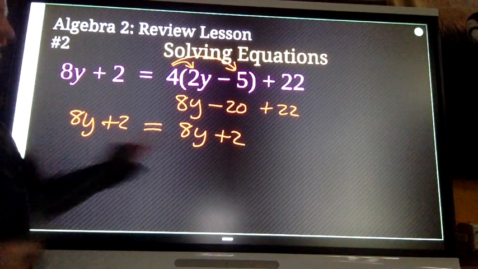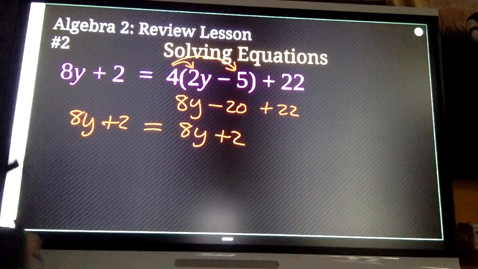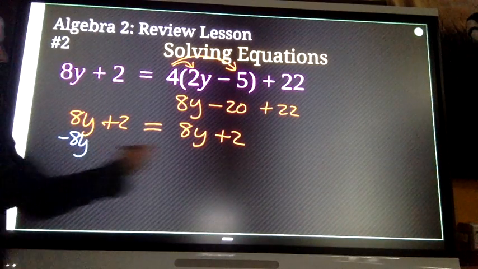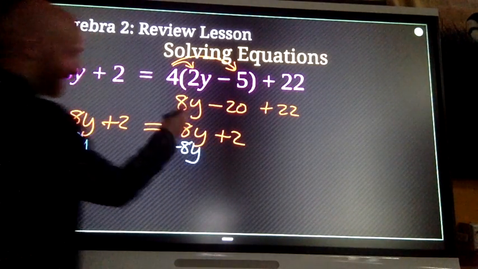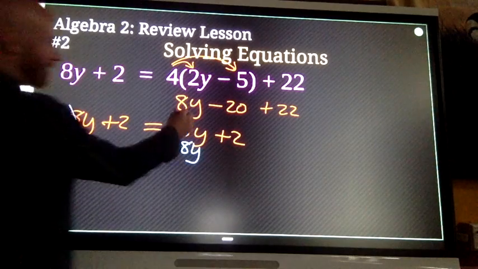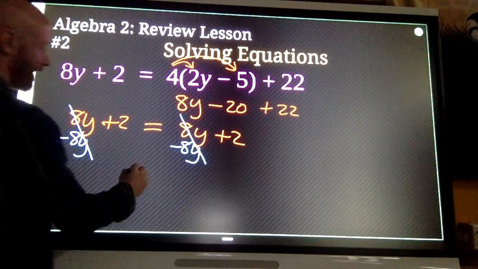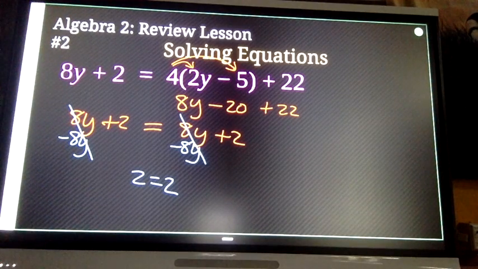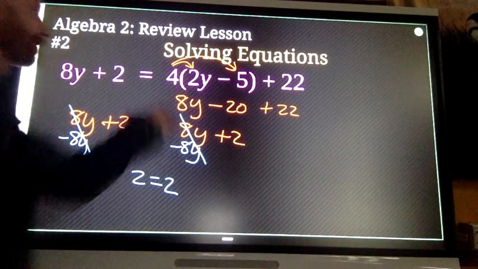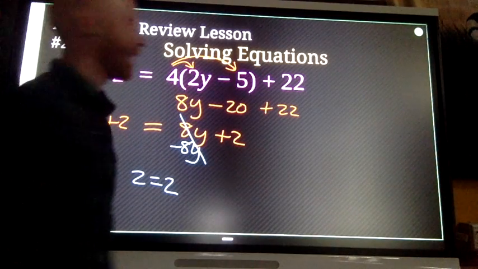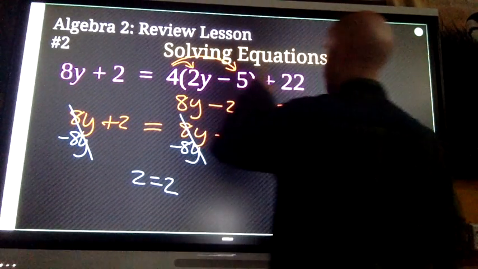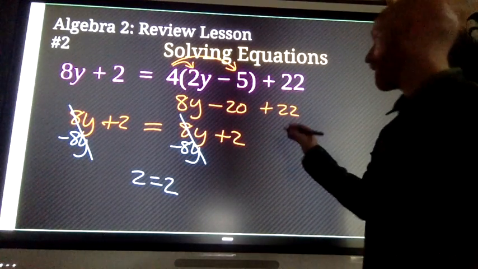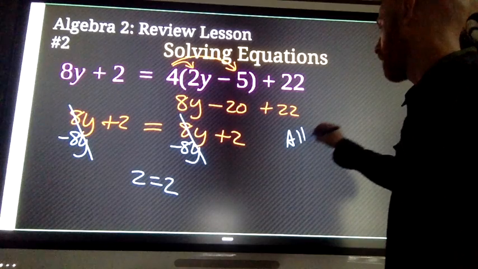All right, I've got the same thing on both sides. What's going to happen when I subtract out that 8y is, again, my variable term disappears from both sides, but this time I get a true equation. 2 equals 2. So what that's going to mean is that every real number will solve this. No matter what I put in for y, it's going to make the equation true. So the solution here is all real numbers.